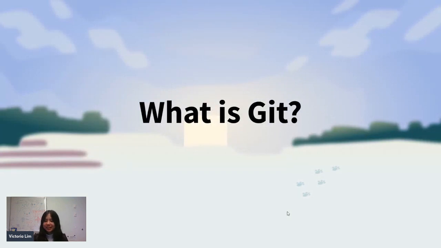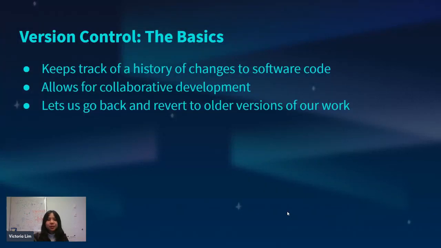Okay, let's get started. What is Git? Before that, this has a lot to do with what Git is, but we'll dive into what version control is. Essentially, with version control, you are keeping track of a history of changes to your software code. This allows for collaborative development and also allows for backtracking and looking at older versions of your work. You can think of it as something similar to Google Docs, which I'm sure most of you have used. You can always look at different versions of your doc on Google Docs, and you can also work on the same doc at the same time with other people. It's really nice because it also tracks the history of changes that you have made.